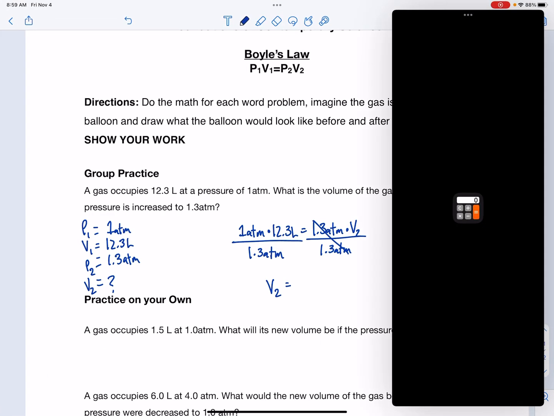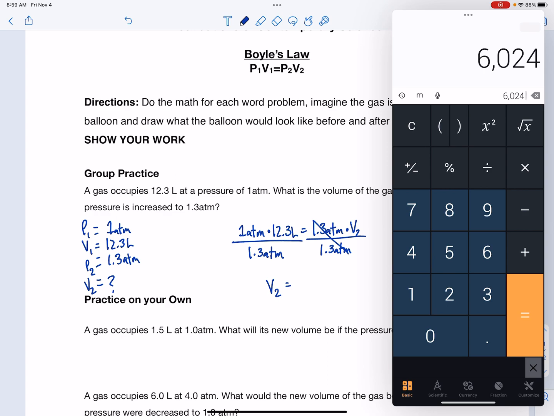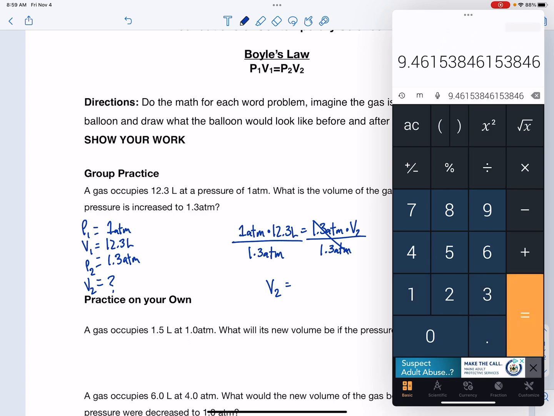We'll go split screen calculator here, and we'll go, 1 atmosphere times 12.3 liters. We know that's going to be just 12.3. So 12.3 divided by 1.3 is going to give us 9.46. We'll round that to 9.5.